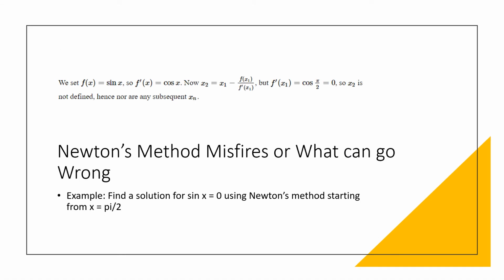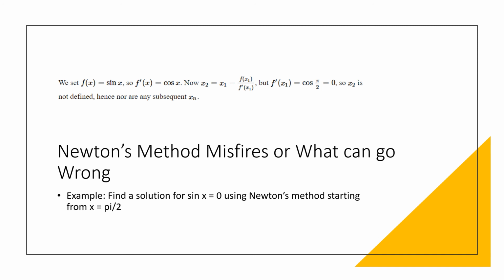Now, when can it go wrong? When can Newton's method misfire? While Newton's method can fantastically give good approximations to the solution, several things can go wrong. Now we can examine this less fortunate behavior. For this example, we're going to look at finding a solution of sine x equal to 0 using Newton's method starting from x equal to pi over 2.